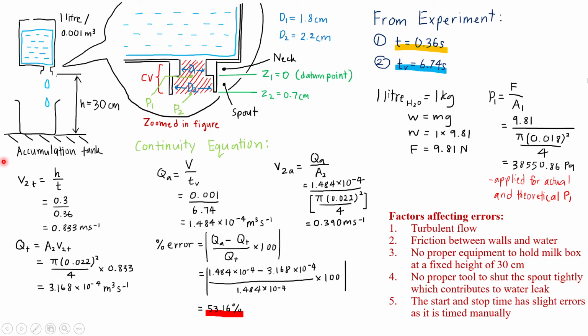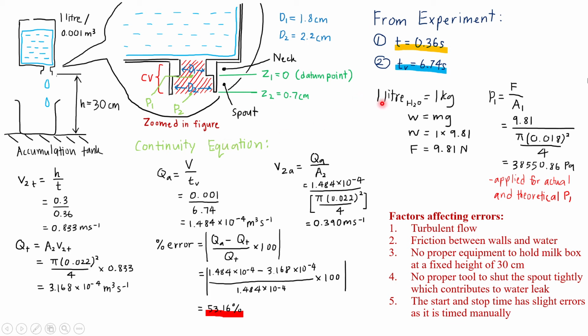So this is a schematic figure of the experiment that was conducted here. And this is a zoomed in figure of the spout area. And this will be our control volume, and we will obtain all of the variables here. So here are all of the labeled details listed out for you.